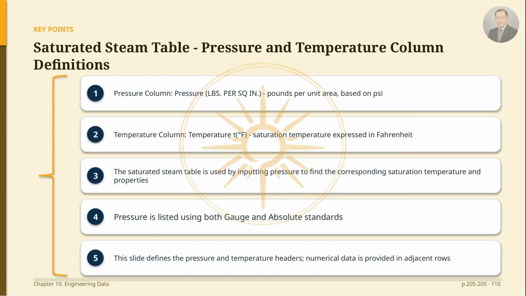I'd like to explain how the pressure and temperature columns are defined in the saturated steam table. The pressure column is listed in pounds per square inch or psi. The temperature column represents the saturation temperature in Fahrenheit, denoted by the symbol T in degrees Fahrenheit. When using this table in practice, you first determine the operating pressure, and then read the corresponding saturation temperature and various physical properties from the table. Since pressure is provided as both gauge pressure and absolute pressure, you must verify which standard your pressure follows before reading the value from the same row. This section covers the header definitions, and the specific pressure and temperature values will be discussed in the subsequent data rows.